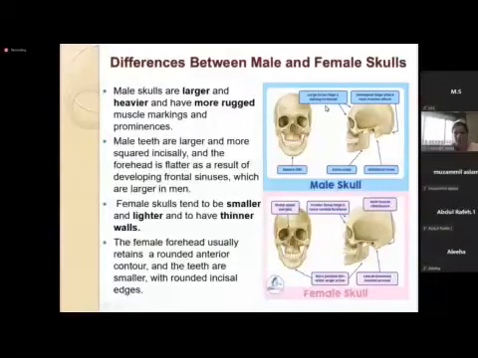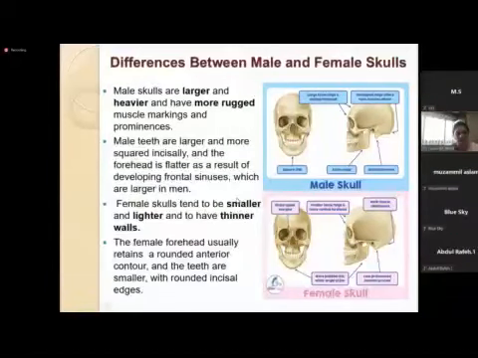In the male skulls, we have a large brow ridge, a sloping forehead, and a very prominent mastoid process. The angle of the jaw is an acute angle, and the chin is square.